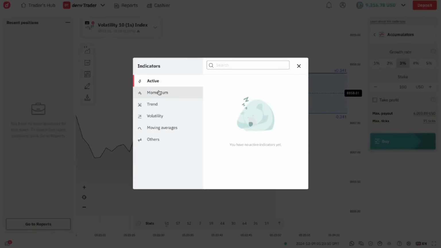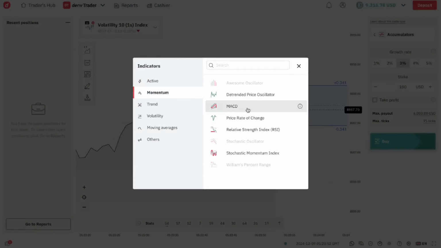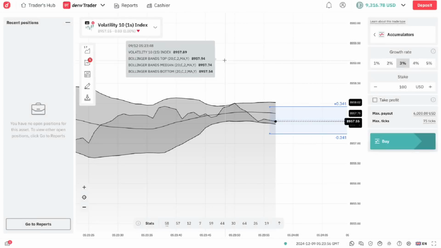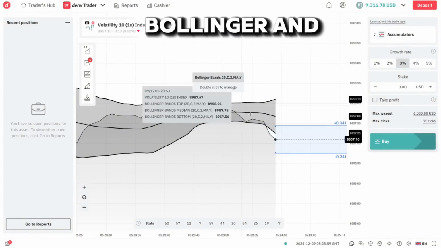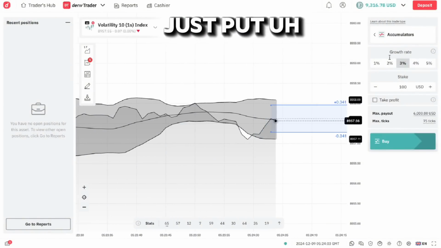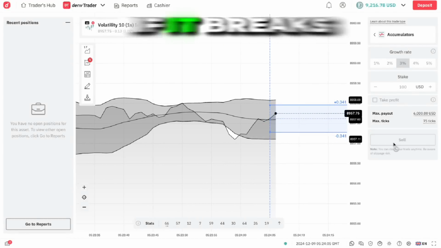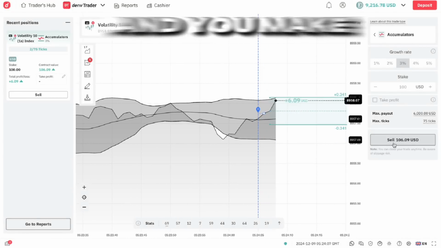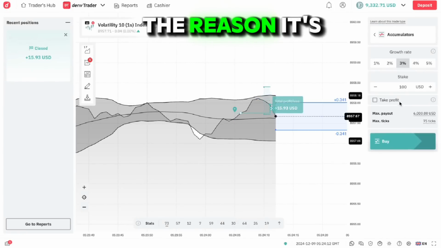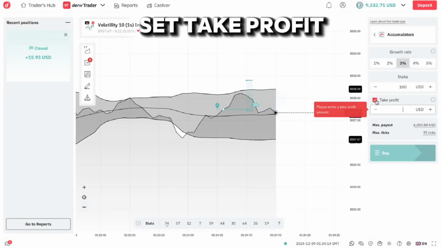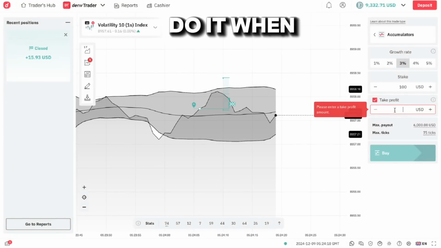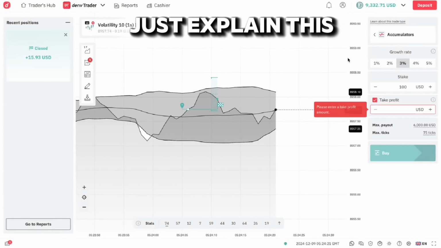You can add in a momentum, not a momentum, a volatility indicator, that is Bollinger, and just wait for it to break, then put your buy there, and you make profit, so you can always sell. The reason this is because I did not set take profit, so you can set take profit. This was how I used to do it when I started. So let me just explain this.